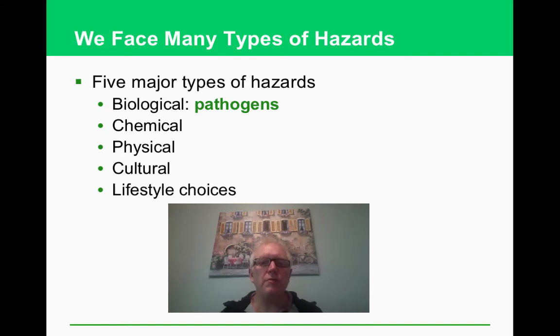Okay, so we face 5 types of hazards here, and we're going to talk about all of them. When they are biological, they're called pathogens. We also have chemicals that we've created that cause problems for us. We'll discuss those. Physical things that can hurt us, of course, things that because of our culture can affect us, and then how we live our lives as well. And sometimes how we live our lives and what our culture is has something to do with that as well.